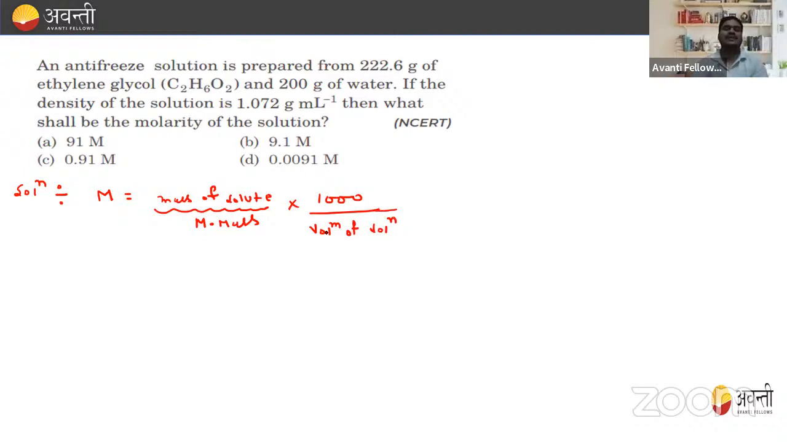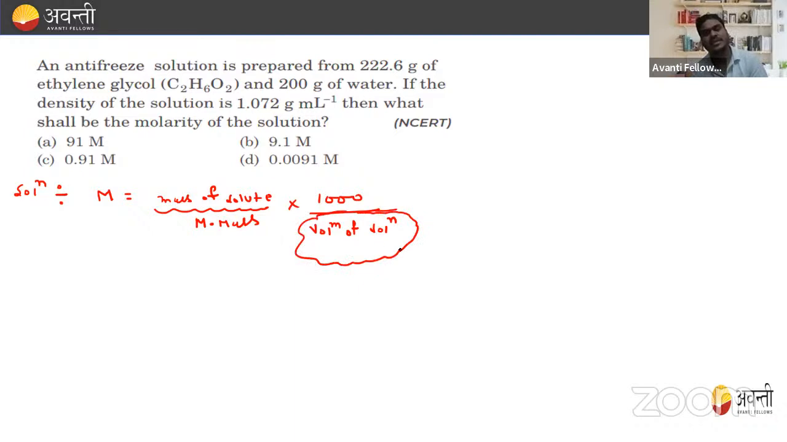Right. So molarity is nothing but mass of the solute upon molar mass into 1000 upon volume of the solution. I hope this is clear to you. Good. Now, in this question, mass of the solute is given. Molar mass, we are able to calculate this, right? And only one thing that we need, that is the volume of this solution.